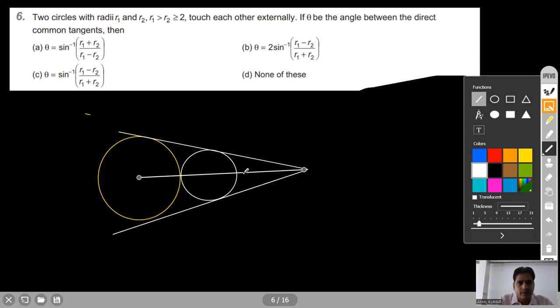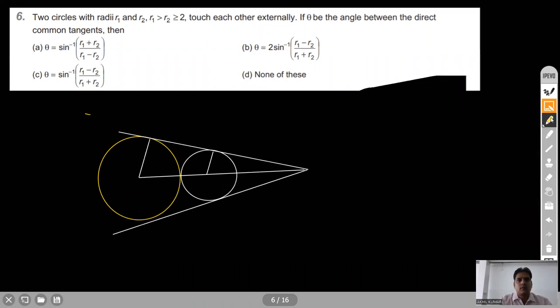I'm joining these two points. I will join centers to this, centers to this. Okay. So now this one is our radius R1. This one is our radius R2. This complete angle is theta. This angle will be theta by 2, since this line bisects the angle between the direct common tangents. These are C1, C2, the centers of both the circles. And let me assume the point of intersection of the direct common tangents as Q.